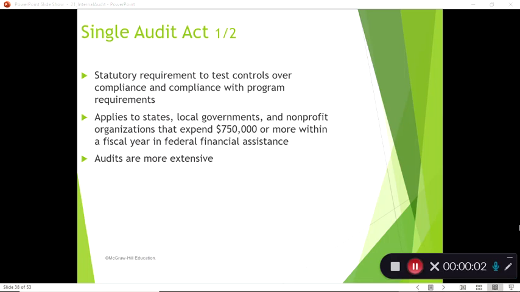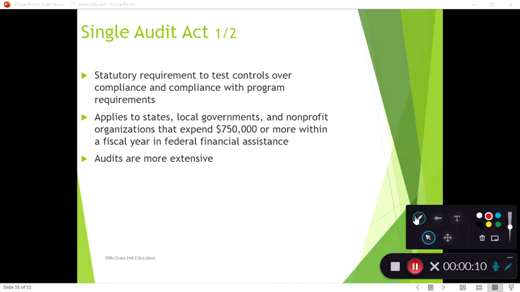Okay, so picking up here with part 3, the Single Audit Act. And so again, this is kind of an addition to the other requirements related to auditing, governmental auditing. And so when does this kick in, right?